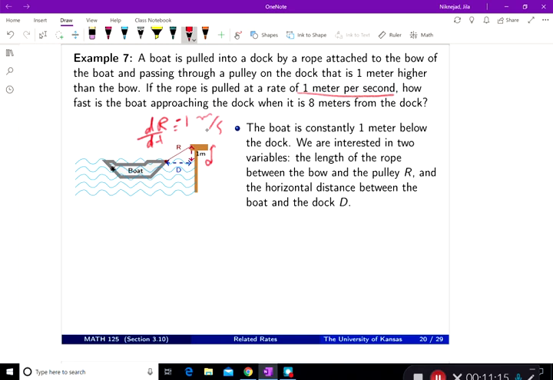And then we want to know how fast the boat is approaching the dock when it's 8 meters from the dock. So I know that at the instant D is equal to 8 meters. And so that's all the information that I have. And then I can set up the relationship between D and R, because I see that the rate for R is given and the rate for D is wanted.